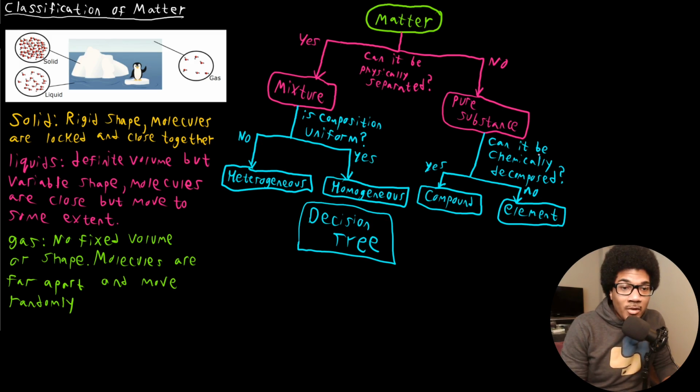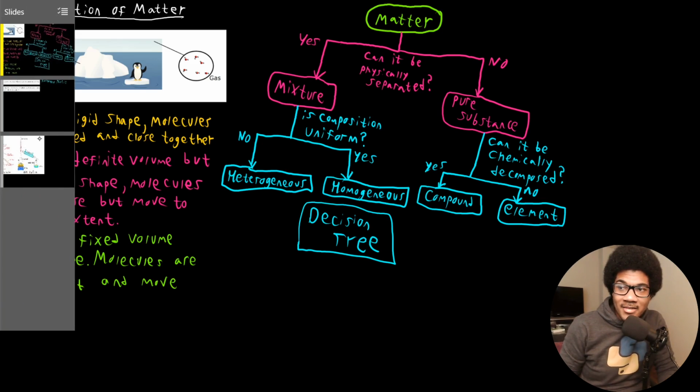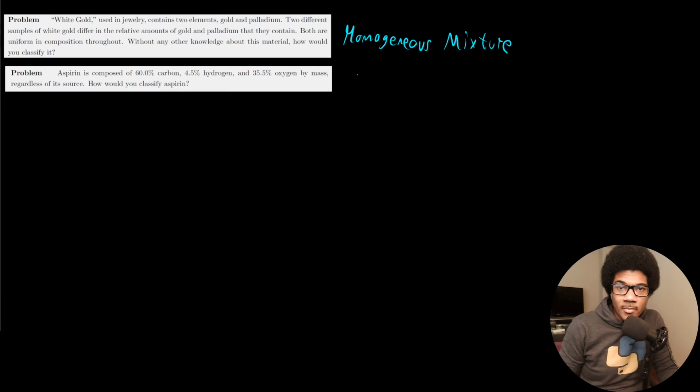So then the second question is, can it be chemically decomposed? Well, we know the answer to that question is yes, since we know that it's composed of carbon, hydrogen, and oxygen. It has these elemental components. So we answer yes to that question because we know it can be chemically decomposed. So that means aspirin would be classified as a compound. Right? So we know that it's a pure substance and we can classify it as a compound.